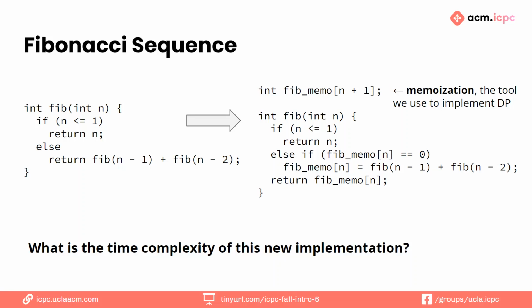So can anyone tell me what the time complexity of this new solution is compared to the old one? The old one was O of 1.618 to the n. And this one will now be, don't have any ideas?